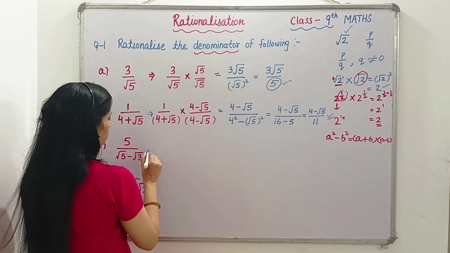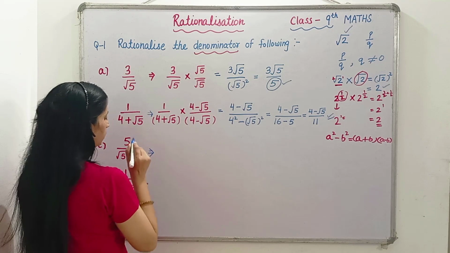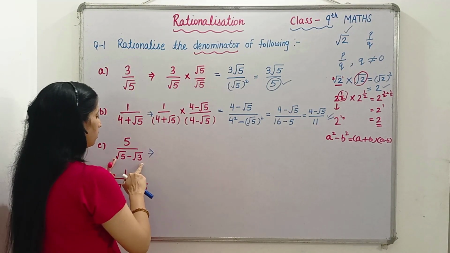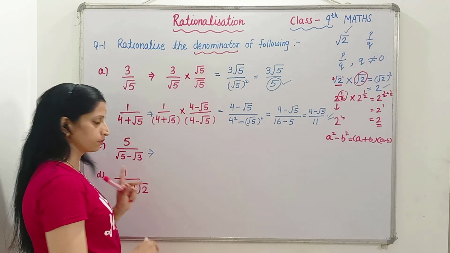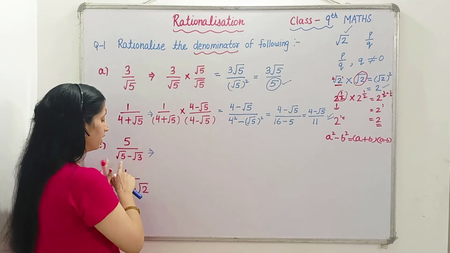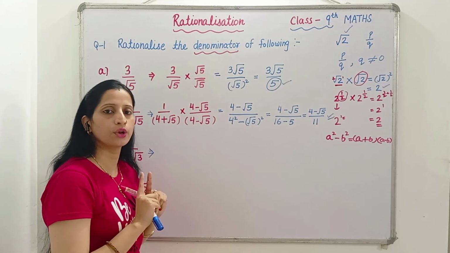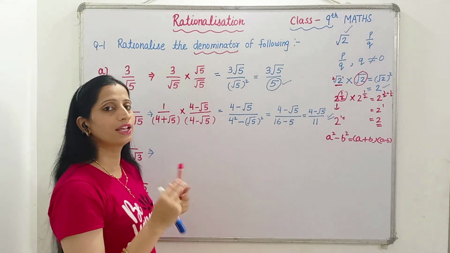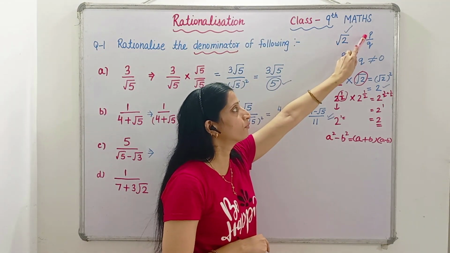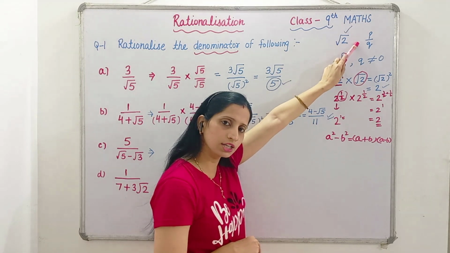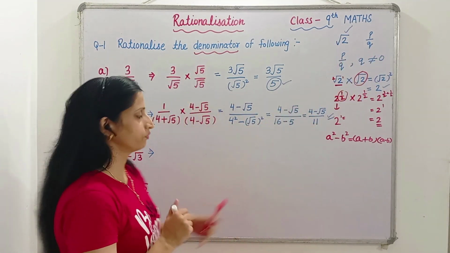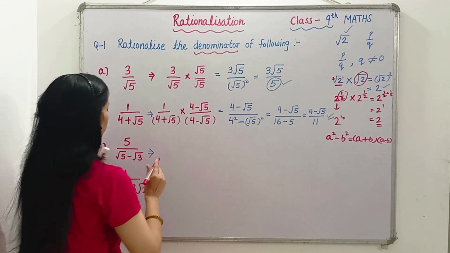Now, similarly, we will do the third question. In this, again, in the denominator there are two terms, root 5 and root 3, and both are irrational numbers. Irrational numbers are numbers which cannot be written in the form of p by q. Rational numbers are numbers which can be written in the form of p by q, where p and q are integers and q cannot be 0. Okay, now let's do it.